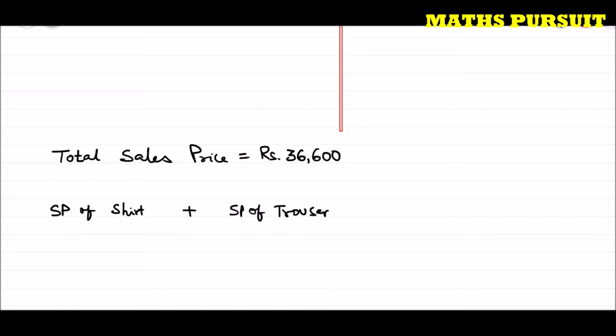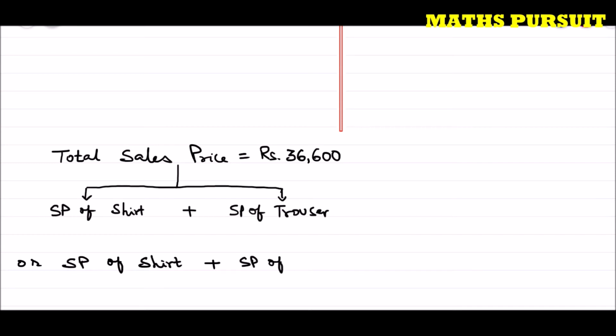This total sales is nothing but the sales price of shirt as well as the sales price of trouser. This total selling price is nothing but the selling price of the trouser as well as the selling price of the shirt. Hope guys you are understanding. That means instead of total sales price is equal to rupees 36,600, I can write selling price of shirt plus selling price of trousers is equal to rupees 36,600.